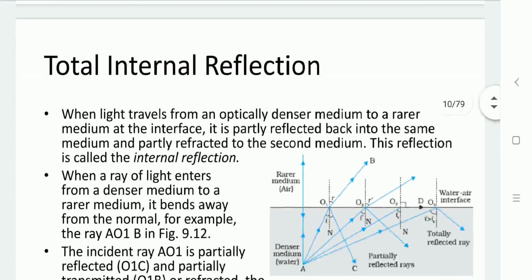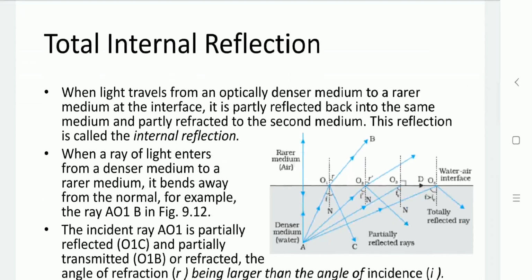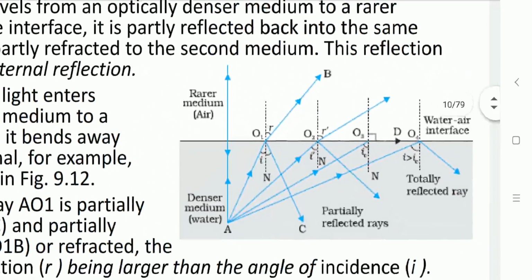Now let us focus on the next topic, total internal reflection. Here two media are there, air and water. Now the ray of light is propagating through the water towards the interface. Observe at point O1, the normal is drawn. So the incident angle is I. Some component is reflected back along the AC path, and some component moves into the air along the AB path. Here the light signal is propagating through the air.